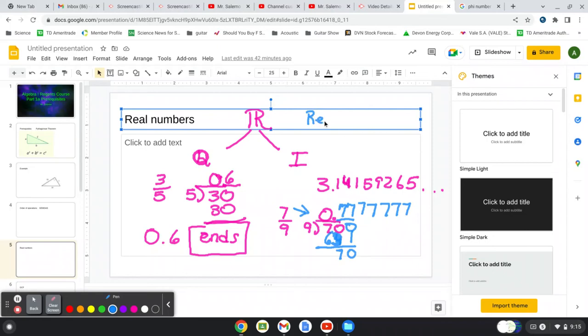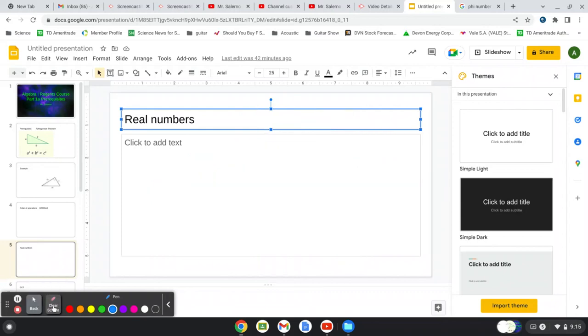So let me write it here. It has to repeat with a pattern, or it has to end, terminate, like it did over here. So let's give you another one here. Let's clear this out. If I had the square root of 25, we know that's 5, so that's rational because it terminates. The square root of, let's say, 169. What do you think that is? That's 13. That terminates.